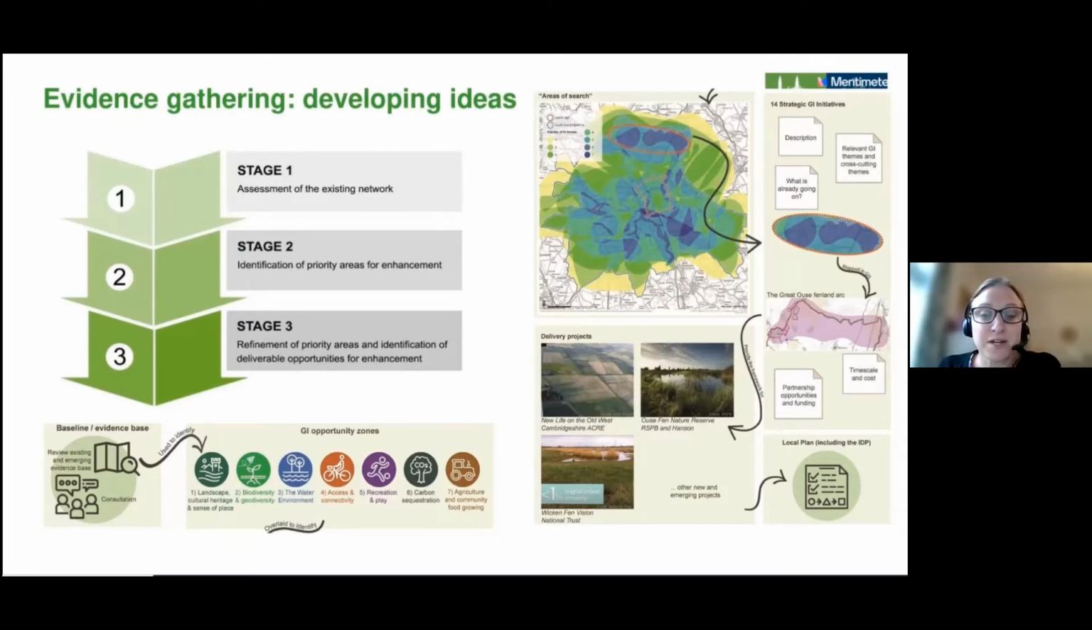Then in that final stage, we brought all of this evidence together, and looking back at the areas of search that we'd identified, we identified 14 strategic GI initiatives. I'll run through a couple of these examples shortly. Broadly speaking, these initiatives provide a framework for more specific delivery projects that were identified through the study. Another important output of the study, right in the bottom corner there, was a series of policy recommendations and also some non-policy specific recommendations focusing more on the advocacy of GI within the area.